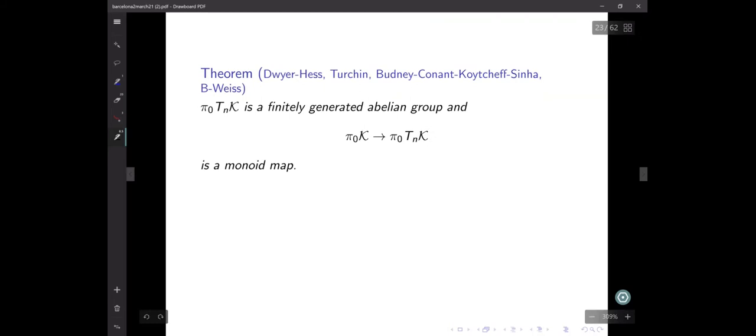So for the case of knots, this tower has been studied quite a lot, and there is a theorem which I will formulate this way, and there were various improvements on this theorem. The original versions were for the limit of the tower, and then Turchin and Budney, Conant, Koytcheff, Sinha, and me and Michael Weiss. So we proved that these isotopy classes form a finitely generated abelian group. And the evaluation map is a monoid map. So it respects the concatenation of knots.